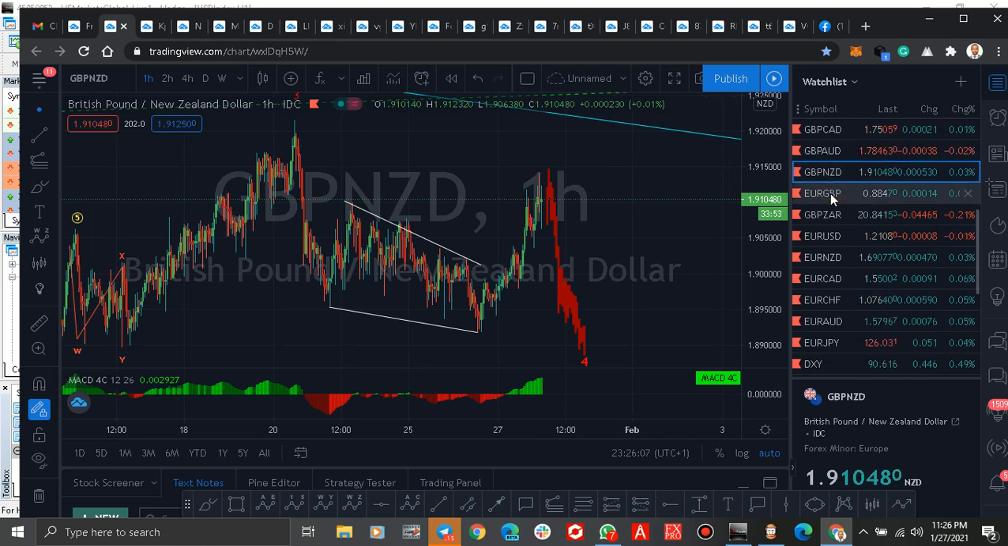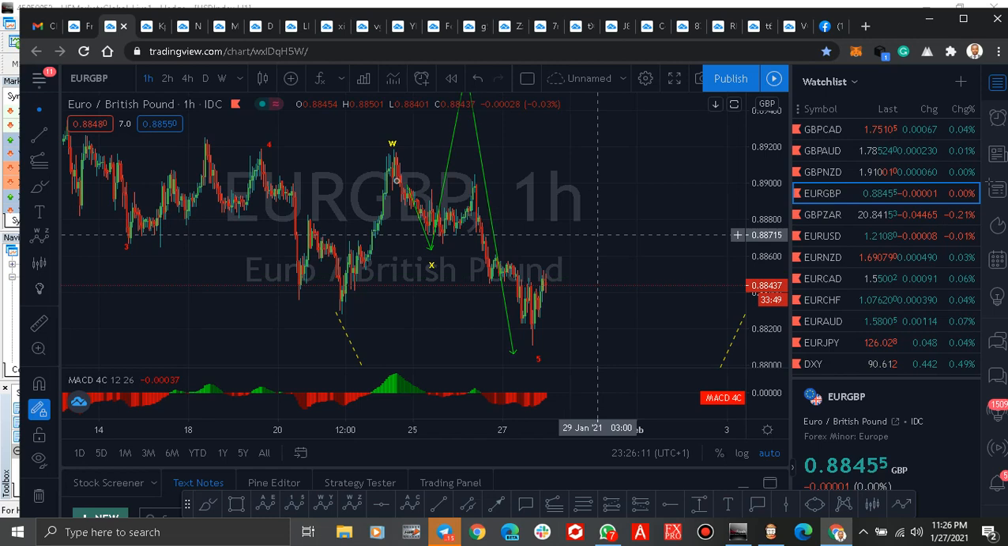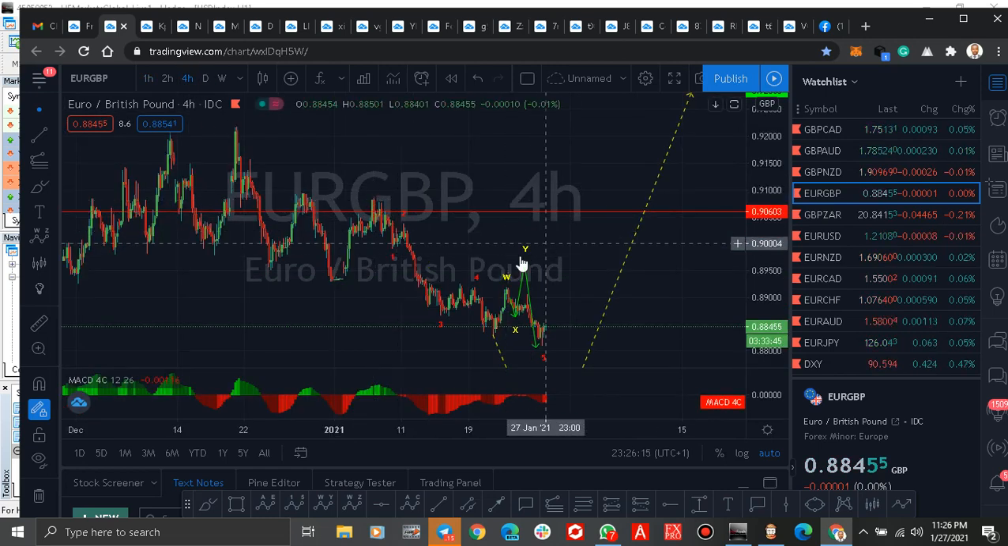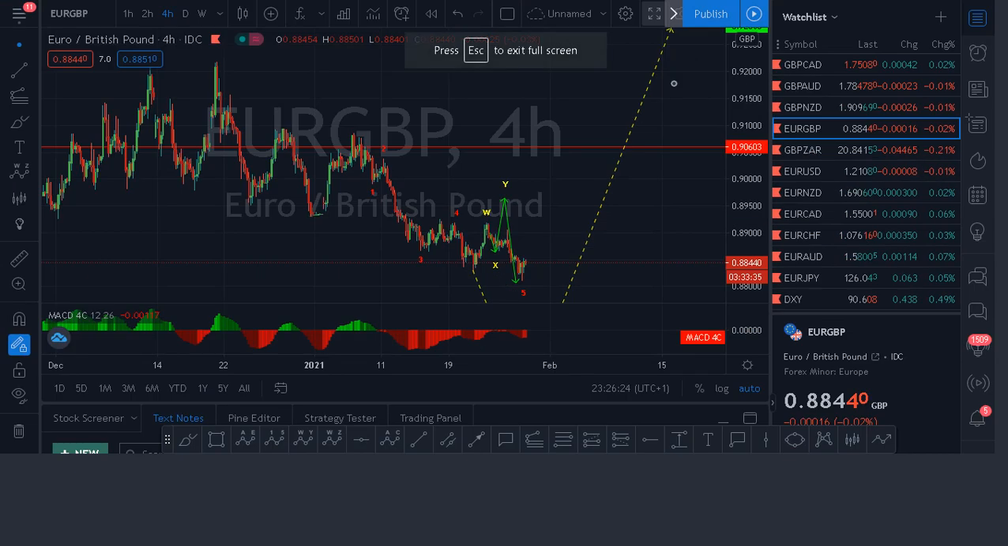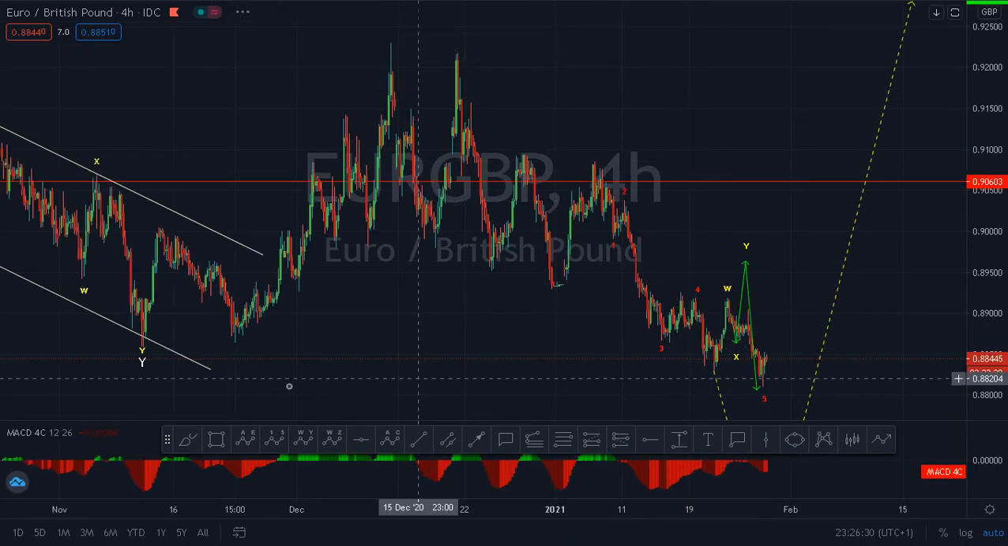Euro GBP. Last time I analyzed this pair, it was here. I said that we will have some drop. It dropped, but right now I can't even say for sure if the selling is over.